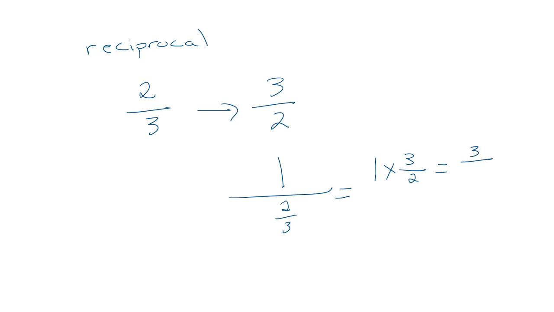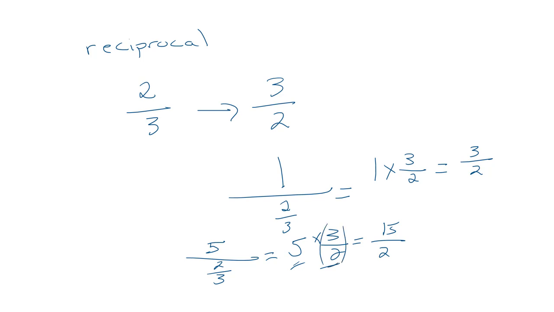And by the way, what's the value of, I'll just take an example here, 5 divided by 2/3? Well, it's 5 times, not 2/3, but 3/2. 5 times 3 is 15, divided by 2. So 5 divided by 2/3 is the same as 5 times the reciprocal of 2/3.